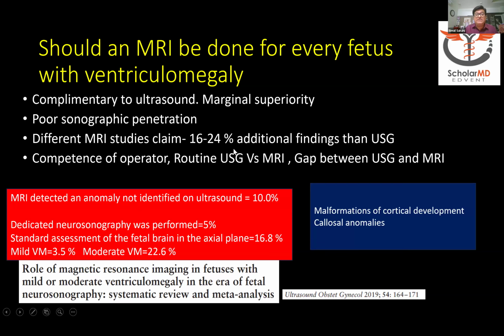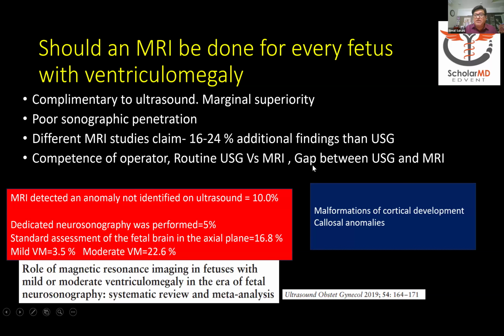Now, studies have said that MRI gives additional findings in 16 to 24% of the cases as compared to ultrasound. But I don't believe in these figures because the comparison has to be perfect. You need to consider the competence of the operator, the competence of the ultrasound person, and the competence of the MRI person. Whether the ultrasound which was done was just a routine ultrasound, or a neurosonogram done transvaginally by an expert, if you compare with MRI, you will find different readings.